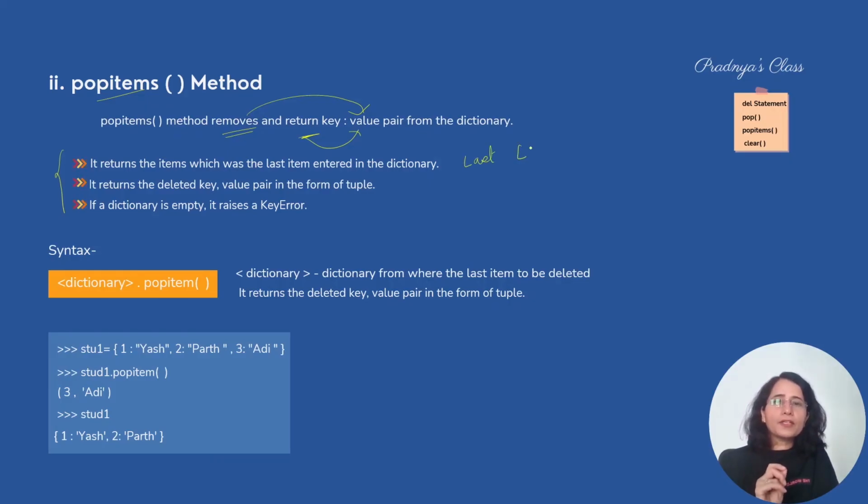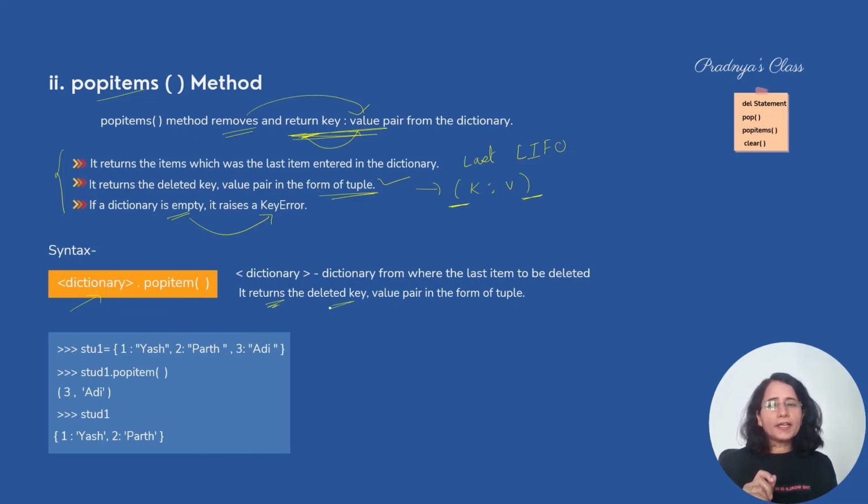So it works on the concept of last in, first out. So the last item entered in the dictionary will get deleted first. As it returns the key value pair, it will return in the form of a tuple, which means it will be enclosed in round brackets. If the dictionary is empty and you are trying to delete, then it will raise a key error. You know, if it is empty, we cannot delete. So here is the syntax: dictionary.popitem. The dictionary is the dictionary name from which you have to delete. And this method returns the deleted key value pair in a tuple.